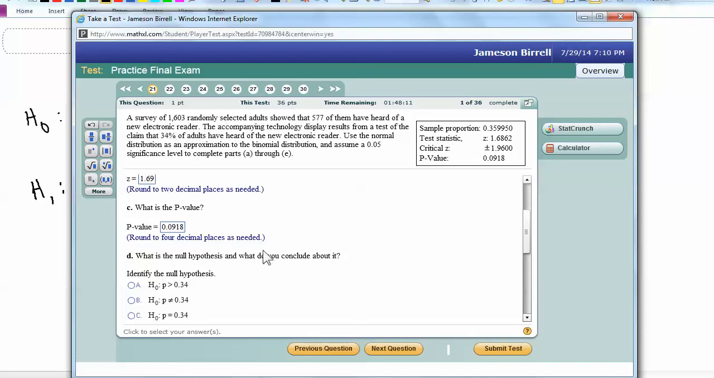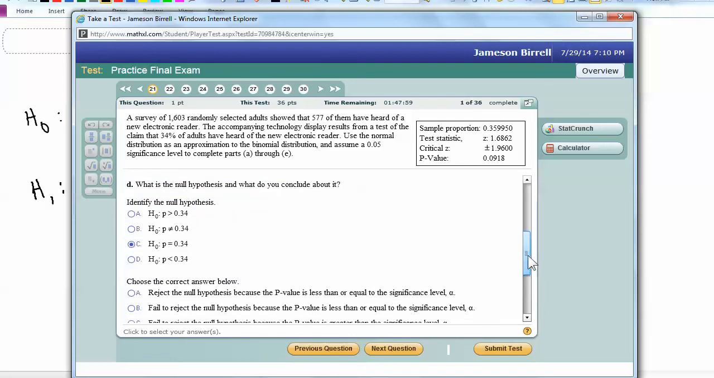These are questions from chapter 8 when we were starting to build into the hypothesis testing. What is the null hypothesis and what do you conclude about it? The null hypothesis is that the population proportion is equal to 34%. And that's what we test. So we're either going to fail to reject the null, or we will reject the null.